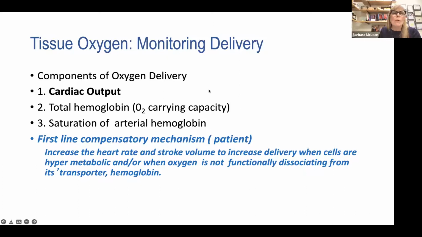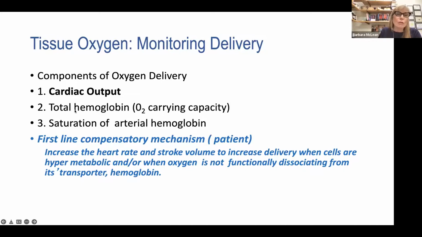Now, what we want to remember is when your tissues are requiring a lot of oxygen, the first line of compensation, which is employed by the patient, is to increase the heart rate and venoconstrict, returning more volume back to the heart in order to increase the delivery, the cardiac output. So increasing that stroke volume, increasing the heart rate, therefore increasing the cardiac output to try to improve delivery of oxygen to the tissue level.